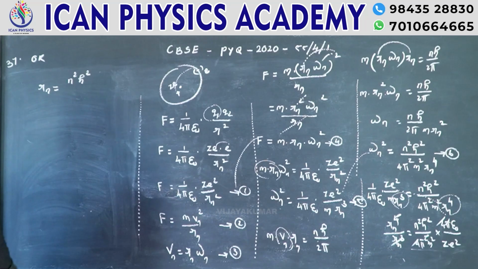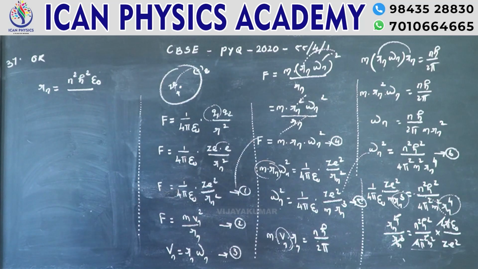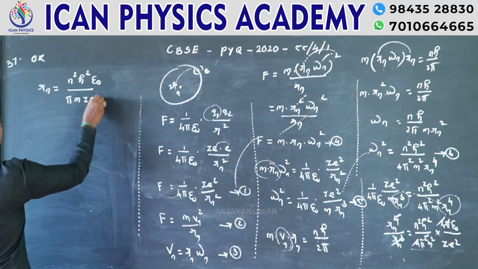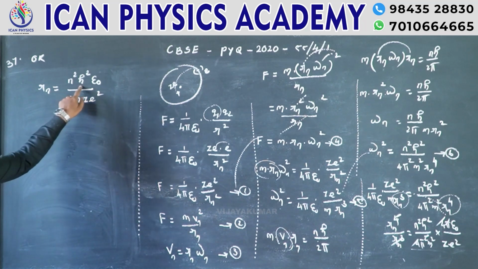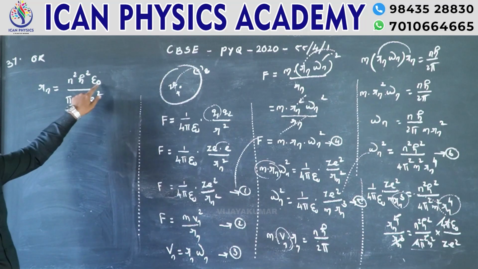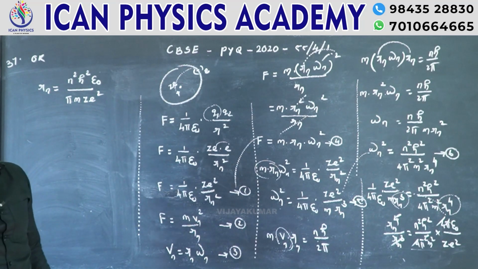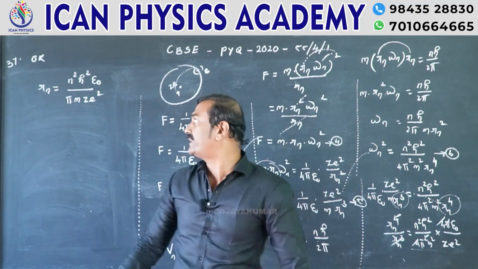N squared h squared into epsilon 0 divided by pi m z e squared. So what is h? h is the Planck's constant, 6.626 into 10 to the power minus 34 joule second. Epsilon 0 is the permittivity of free space, 8.854 into 10 to the power minus 12 coulomb square per Newton per meter square.